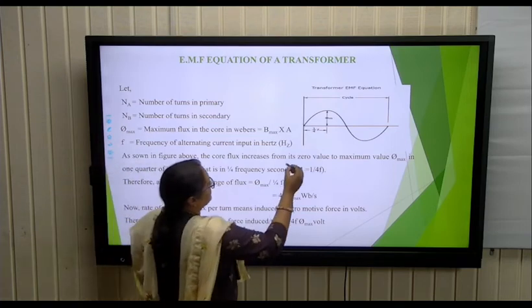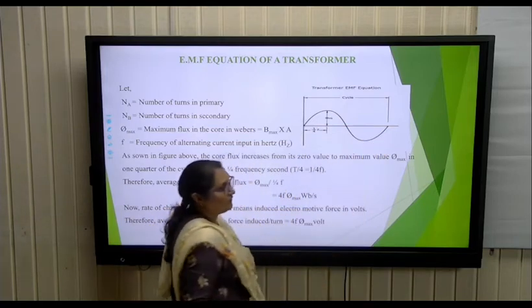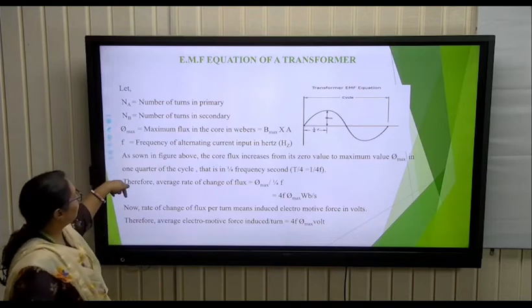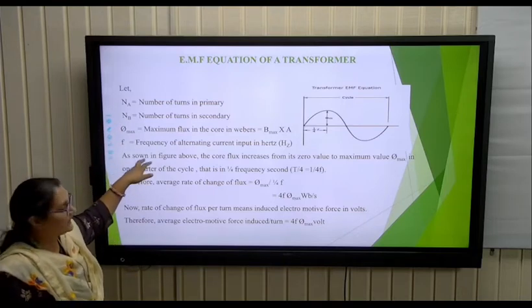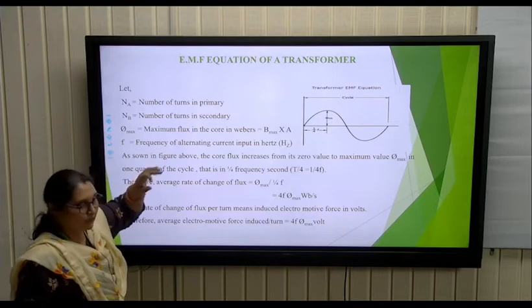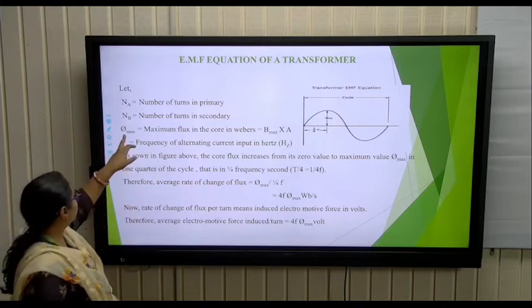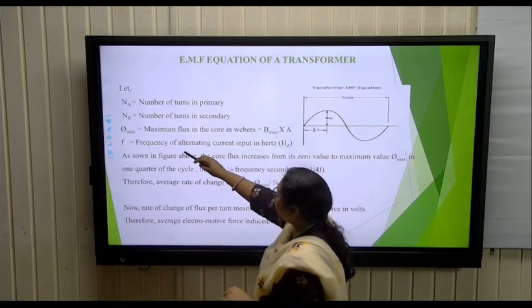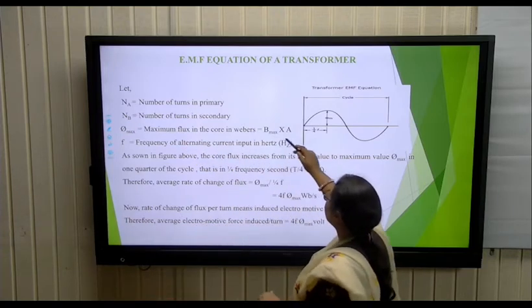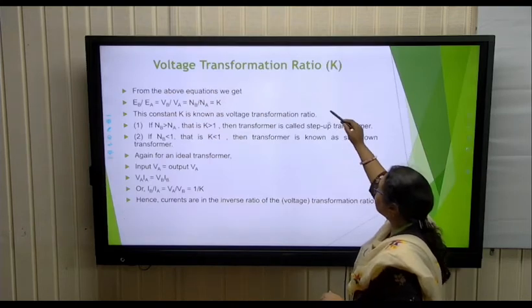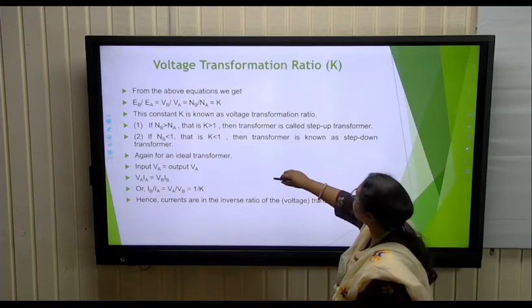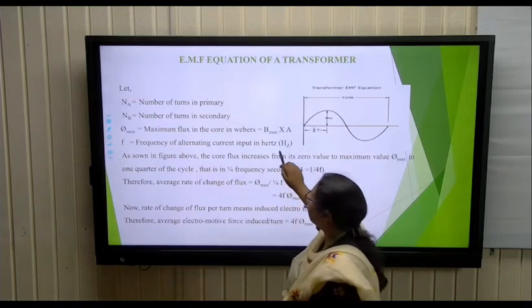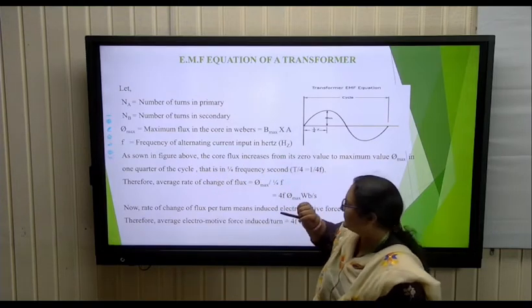Let us suppose that this is the waveform of an alternating flux. Now see what will happen. All these parameters I have already explained. In the previous slide I told you, let Na be the number of turns on the primary side, Nb the number of turns on the secondary side, phi m the maximum flux in the core. This point represents the maximum flux. F is the frequency of the alternating wave, which we will consider in hertz.